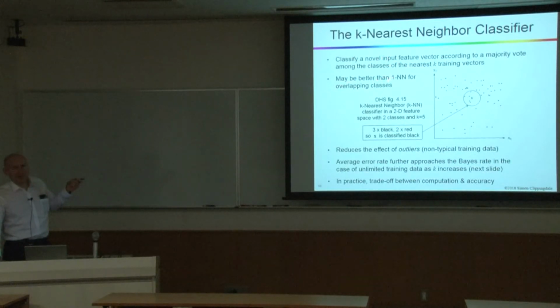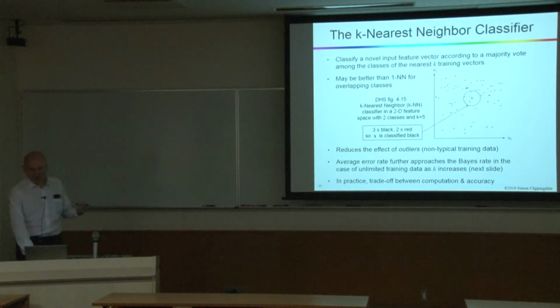That may be better, may be less noisy than using a single nearest neighbor classifier. It reduces the effect of outliers, that's non-typical training data, because in effect you're doing a kind of averaging. The average error rate, you can show, further approaches the Bayes rate. The single nearest neighbor classifier can achieve twice the Bayes rate. Average error rate can further approach the minimum, the Bayes rate, if you have unlimited training data and you're prepared to take quite a large number of samples.